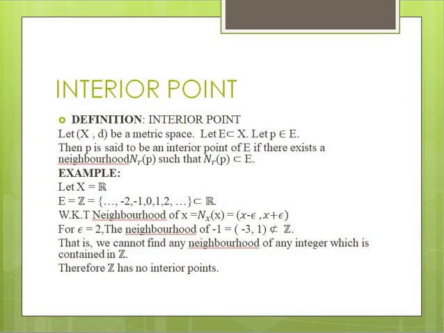The neighborhood of a point x is denoted as N of x over epsilon, which equals the open interval (x minus epsilon, x plus epsilon). Now, taking epsilon equal to 2, the neighborhood of minus 1 equals the open interval (minus 3, 1), which is not contained in Z. We cannot find any neighborhood of any integer which is contained in Z. Therefore there is no interior point of Z.